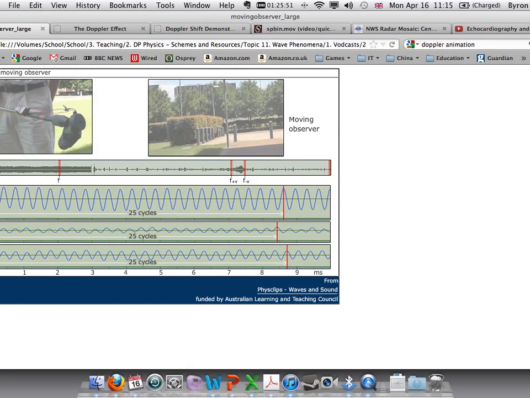And here, let's just make that a bit clearer. This is the sound wave as detected by the observer. So 25 cycles, 25 wavelengths, takes up this amount of time, so 8 and a bit milliseconds. When we were cycling towards it, that frequency was shifted. The number of wavelengths in the same amount of time was shorter, and when cycling away, it was shifted in the opposite direction. So there you have the Doppler effect in action.